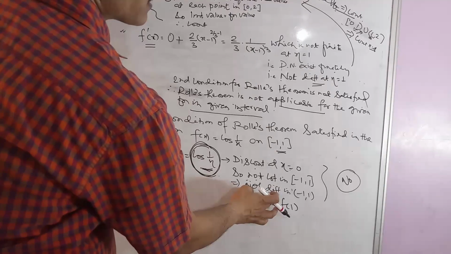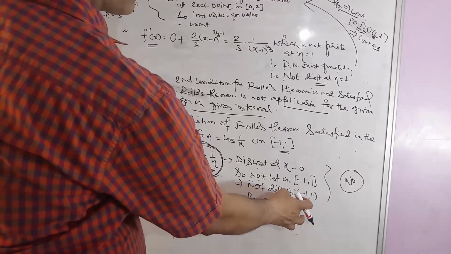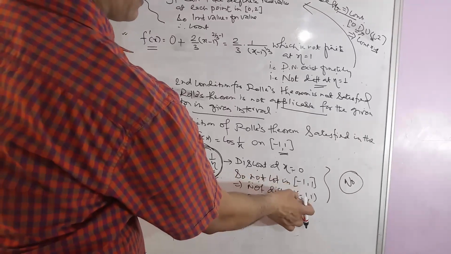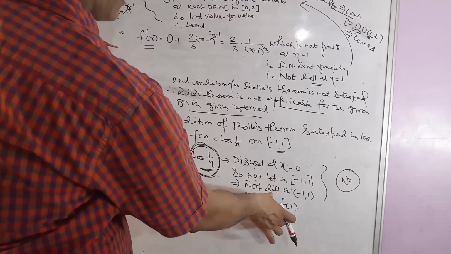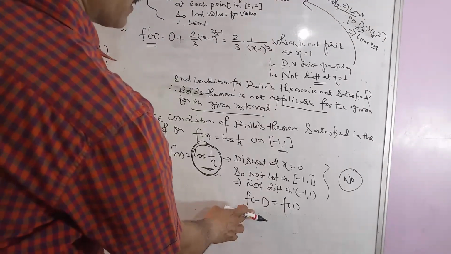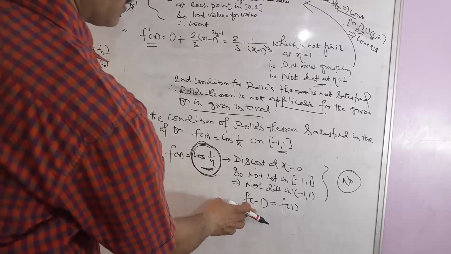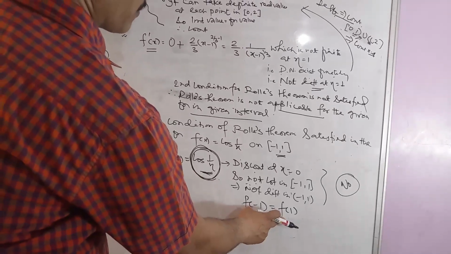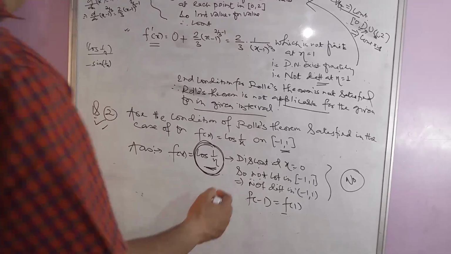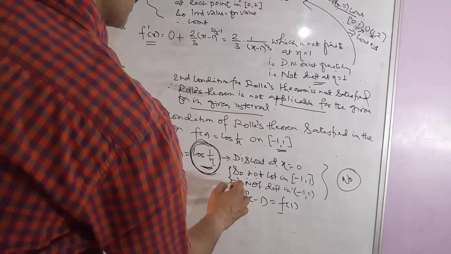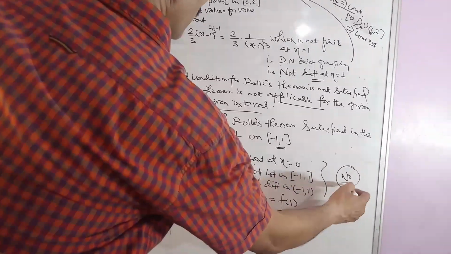Also not differentiable in the open interval. In the criteria of Rolle's theorem, we take the closed interval a, b for continuity and the open interval a, b for differentiability, the second condition. f of minus 1, the functional value at the endpoint, cos of minus theta equals cos theta. So f of minus 1 and f of 1 are both equal. Here the first and second conditions of Rolle's theorem are not fulfilled. So the answer is no.